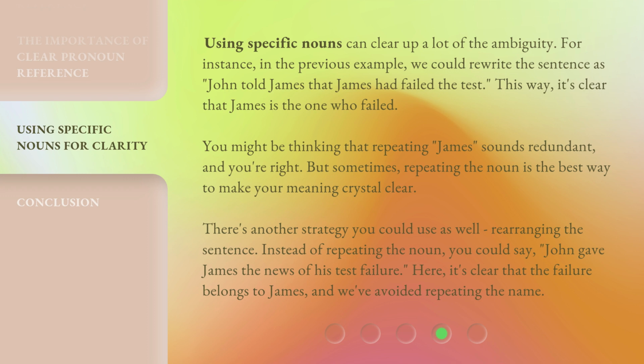There's another strategy you could use as well, rearranging the sentence. Instead of repeating the noun, you could say, "John gave James the news of his test failure." Here, it's clear that the failure belongs to James, and we've avoided repeating the name.